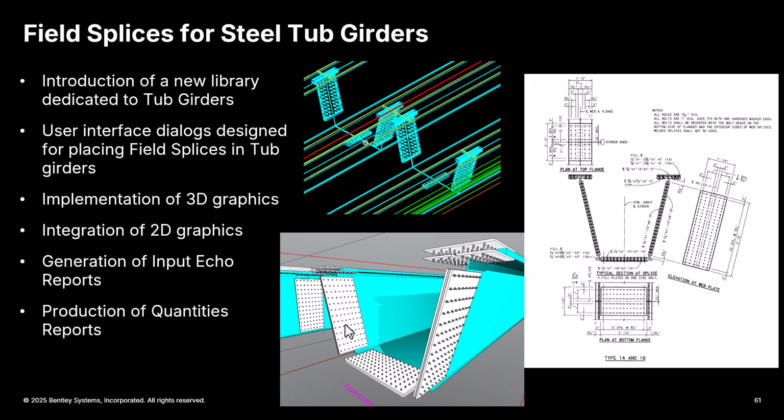You have to define in the library the specific dimensions and the bolt spacing that you want to place for that particular project. It shows up in the 3D model, of course, as well as on the decorators, and is part of the echo reports and also the quantities.